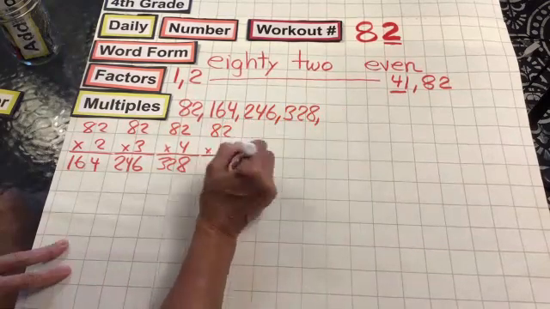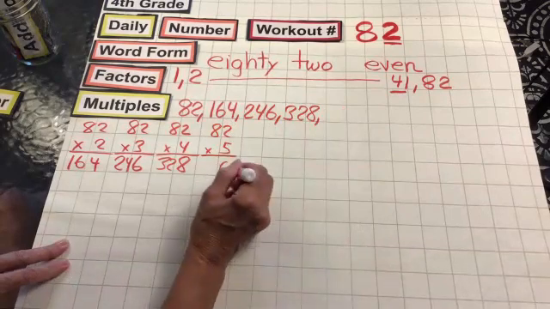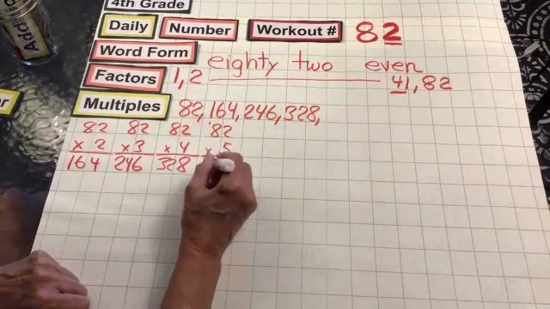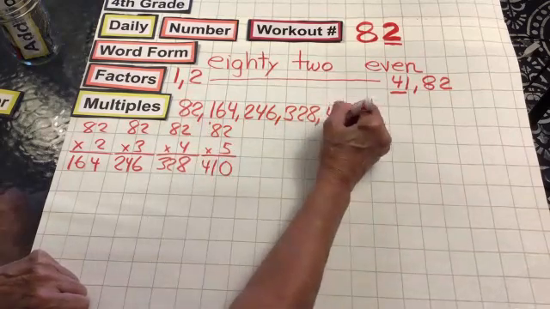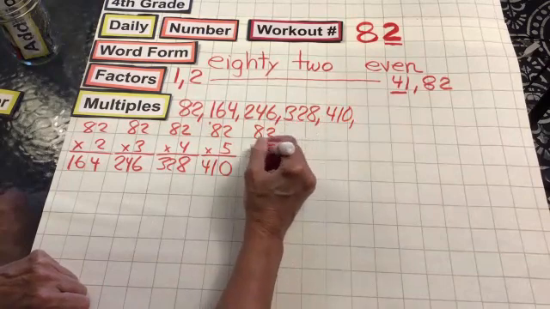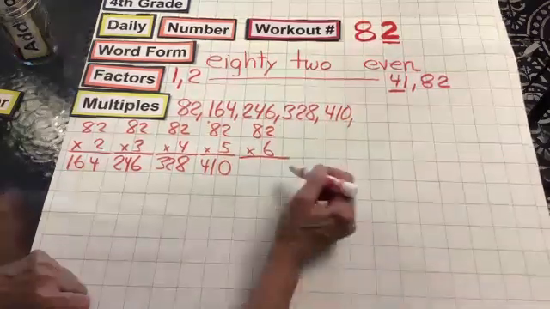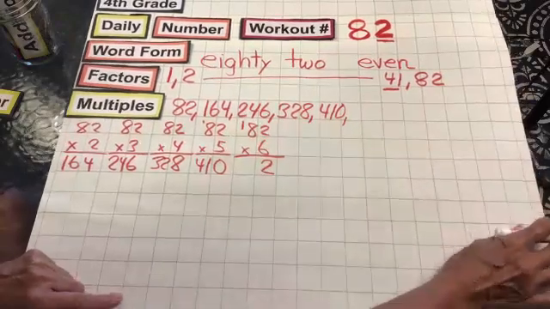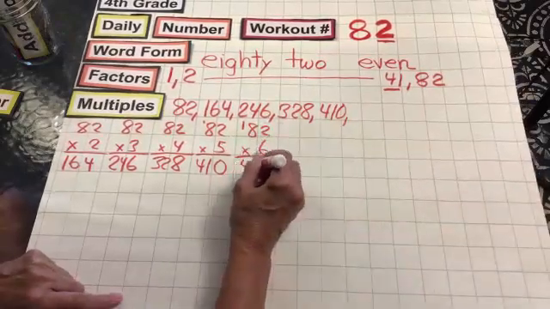5 82s. 5 times 2 is 10. Drop the 0, carry the 1. 5 times 8 is 40, plus 1 would be 41. 410. 6 82s. 6 times 2 is 12. Drop the 2, carry the 1. 6 times 8 is 48, plus the 1 is 49.